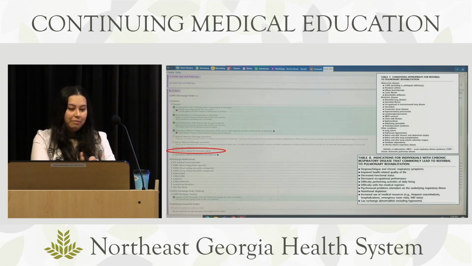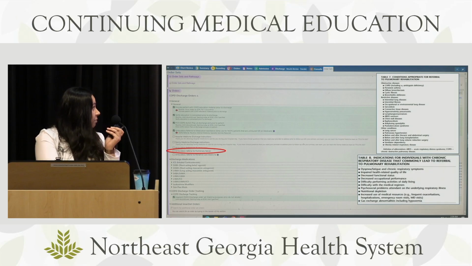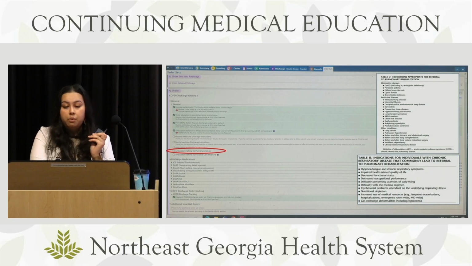But coming back to the COPD discharge order set, you have the pulmonary rehab button. When do you click that?